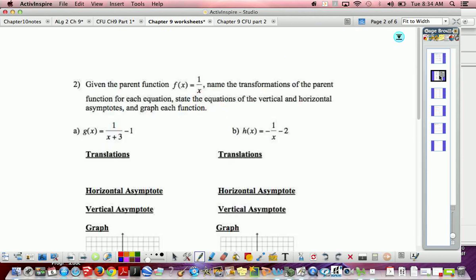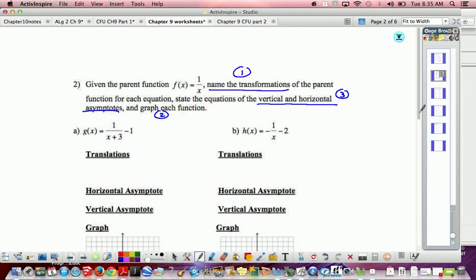Alright, let's take a look at the back side. Back side now is you're going to be given the parent function for each equation. Then you're going to state the equations for the vertical and horizontal asymptotes and graph the function. I find it's easiest to actually name the transformations first. Then I find graphing the function the best second, and then I'll do the vertical and horizontal asymptotes third.